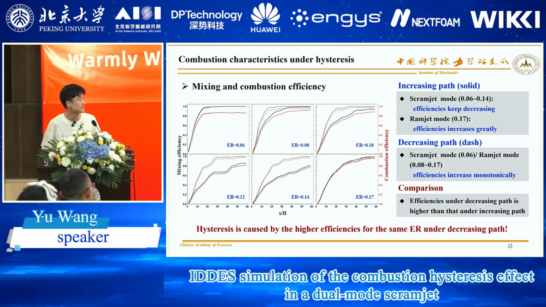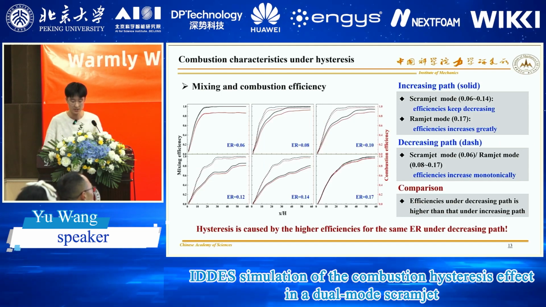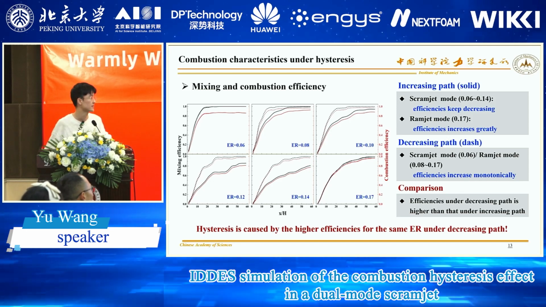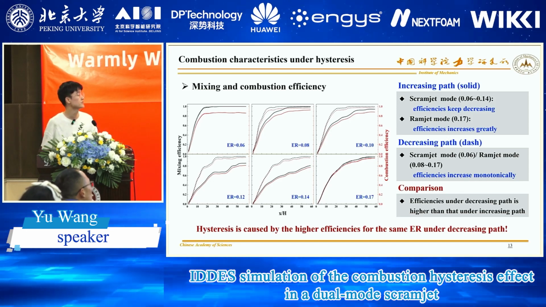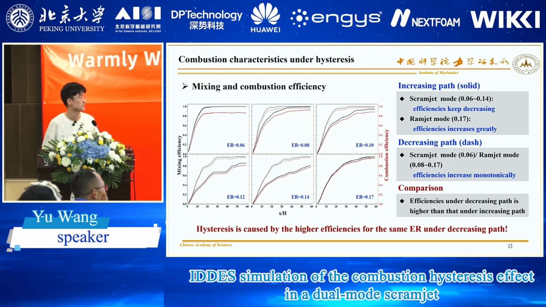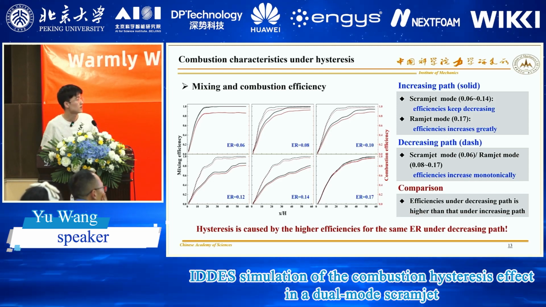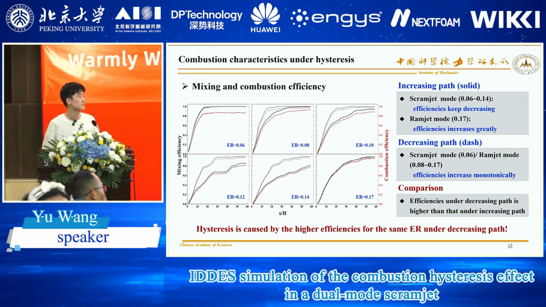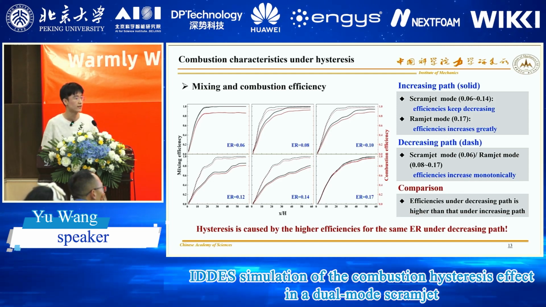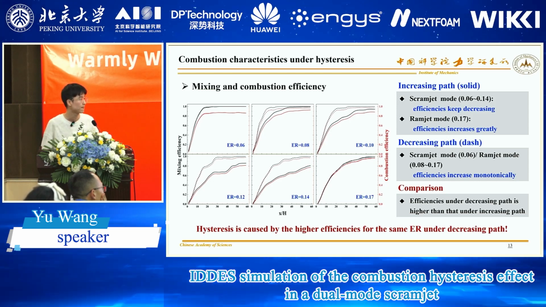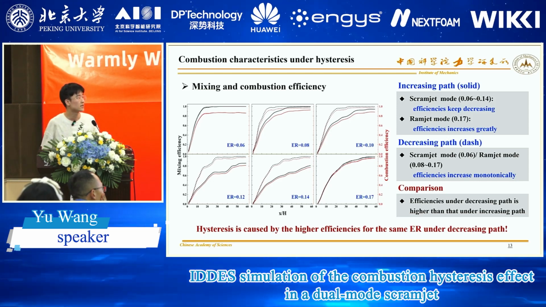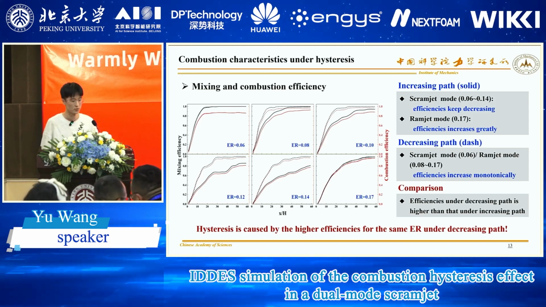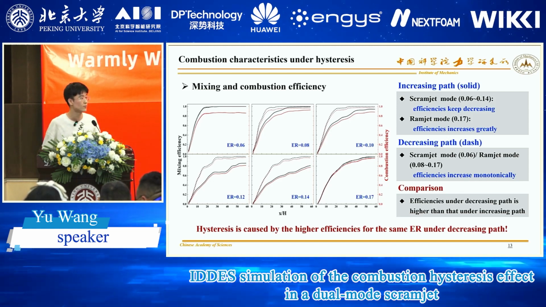We then analyze the mixing and combustion efficiencies under hysteresis. The solid line here is the increasing path, and the dashed line is the decreasing path. We first look at the increasing path, the solid line. We can discover that the efficiencies keep decreasing in scramjet mode as ER goes from 0.06 to 0.14. However, the efficiencies increase greatly as the combustion mode transforms into the ramjet mode at ER equal to 0.17.